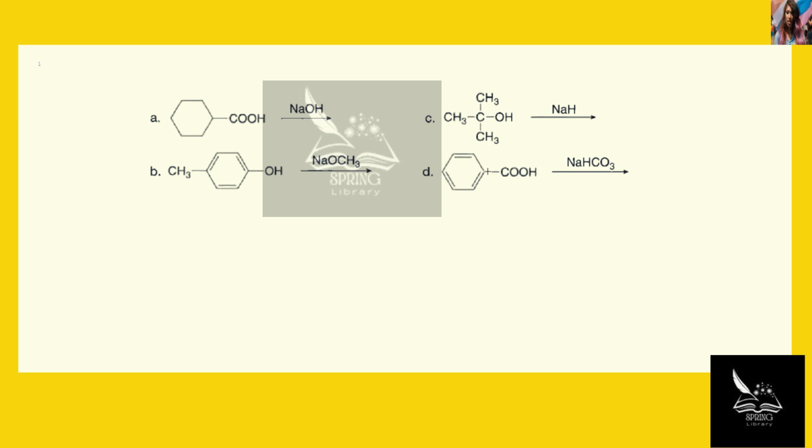So what we have here is some acid. In A, we have a carboxylic acid, and we're reacting that with sodium hydroxide, which is a very strong base. So if I redraw A over here, we can see that we have this carboxylic acid, and then I'm reacting that with sodium hydroxide.